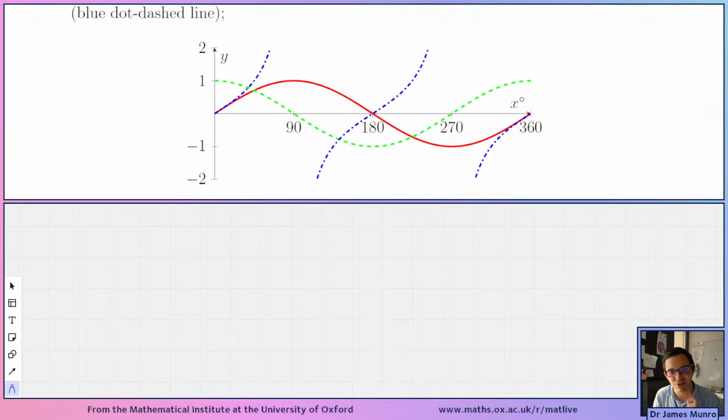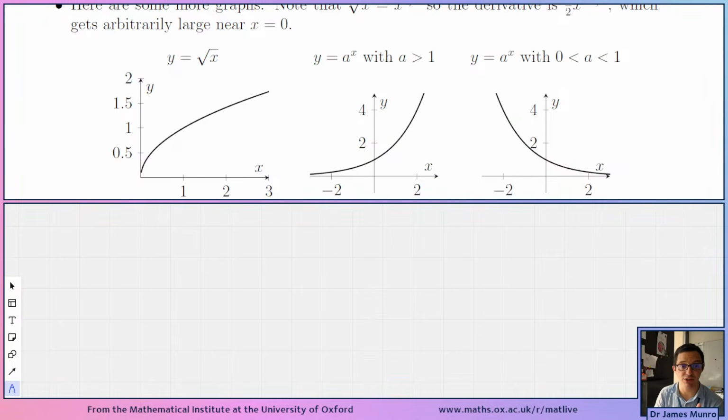And then I've got assorted more graphs. You've probably seen this before, but I just want to show them to you again. Square root x on the left there is very steep near the origin. A to the x might look like an increasing exponential or a decreasing exponential, depending on how large a is. So whether you're shooting off larger and larger, faster and faster, or whether you're decaying down slower and slower. You might have seen things like e to the x or e to the minus x, and in a sense that's pretty much what I've drawn in those two pictures.